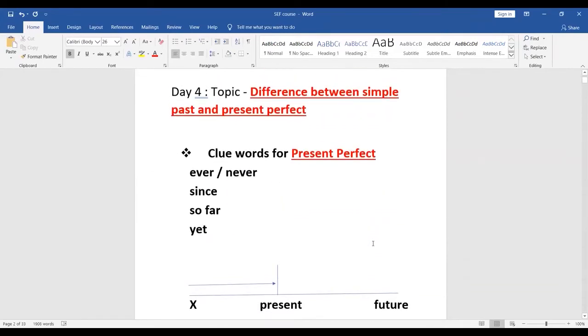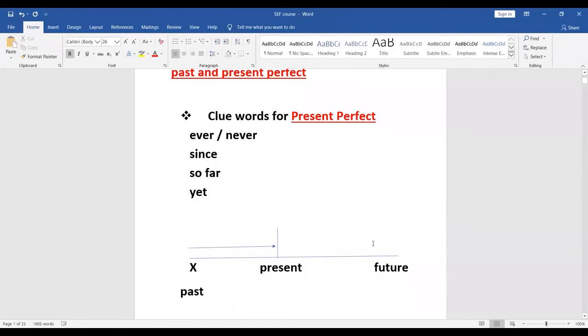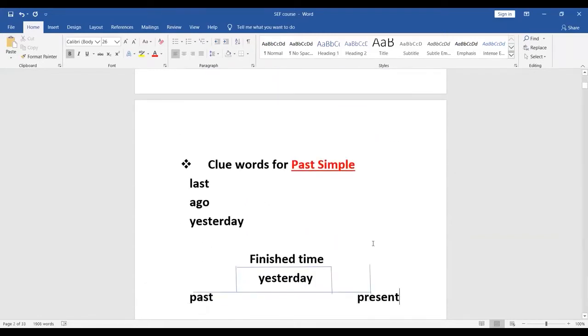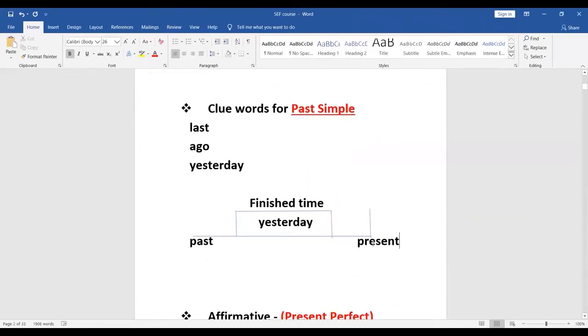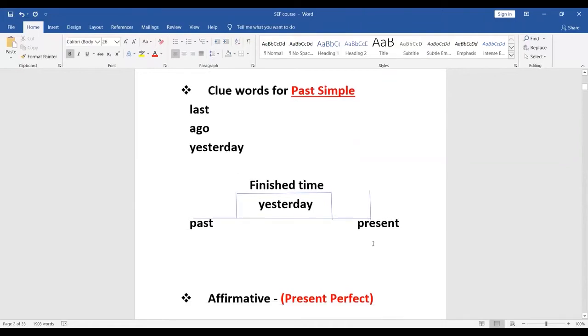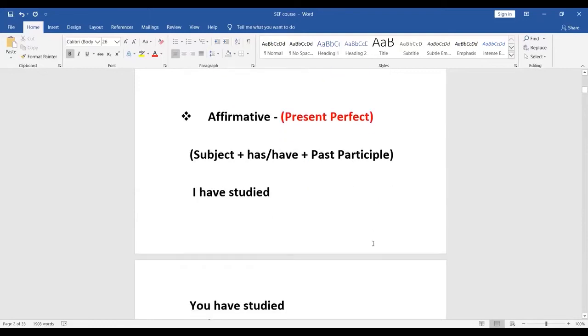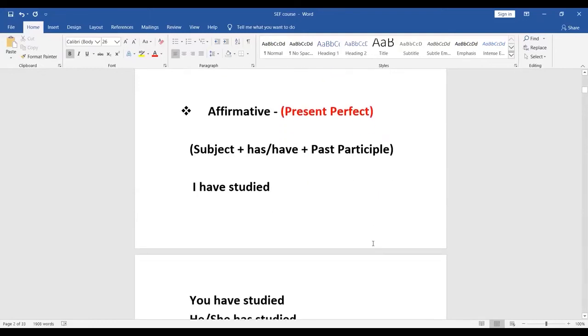So what is present perfect? An action that was done in the past and is still continued in the present is present perfect. However, what is past simple is an action that's already completed. That's the difference. Got it? So let's move on and take a look at a few examples.